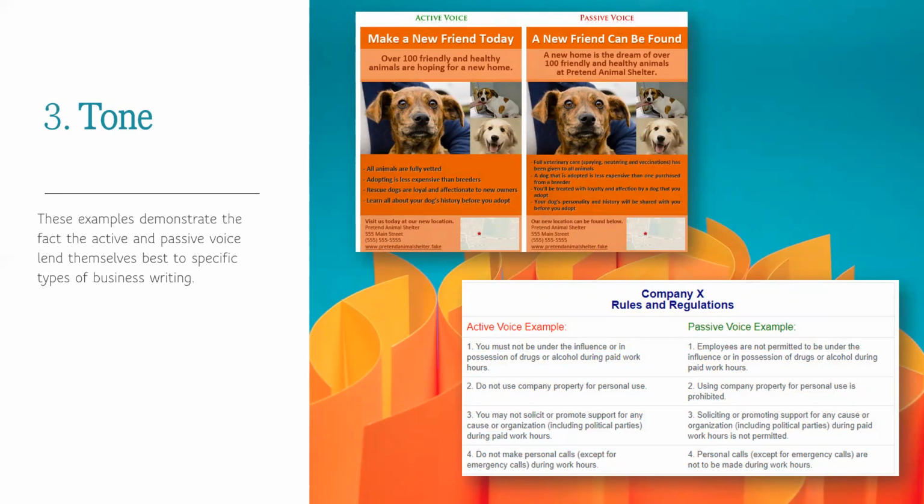However, passive tone is very appropriate when creating rules, regulations, or legal writing for a business. In the rules and regulations picture on the bottom here, the company X, you can see how passive voice works better there because it comes off as less accusatory. It's using more words, certainly, but being less blunt for this type of professional writing works better than active voice in that case. You can see on a case-to-case basis, you have to apply tone in different ways.